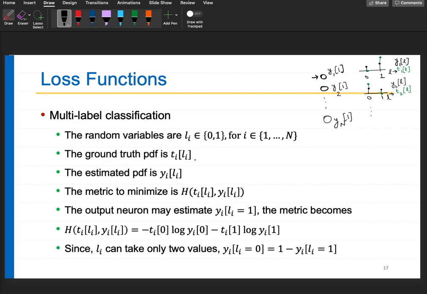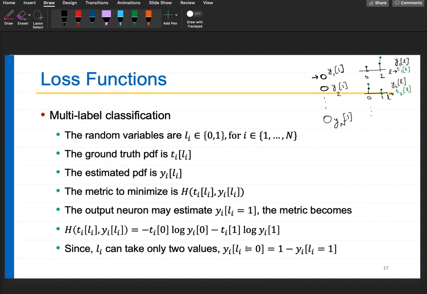And now I can construct PDFs. So I can say, let us say this is the output neuron. I can interpret it as estimating y of l_i is equal to 1, because I'm considering the on and off case. So let us say the output of the neuron is when the label is true, when L is 1, right? I can interpret it like this. And then this is one PDF, and when L is equal to 0, L can take only two values, the probability will be 1 minus the other probability, right?